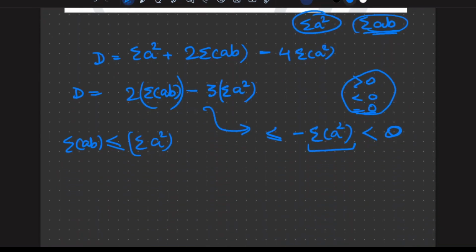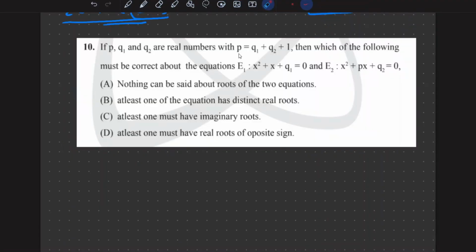Okay, let us proceed on to the next question. This question was quite easy, and if you didn't know the concept, learn it now. So what we have been given is that P, Q1, Q2 are 3 real numbers, and a relation is given between P, Q1, Q2. And we have been given 2 quadratic equations.